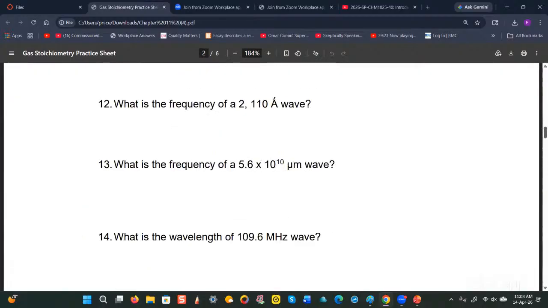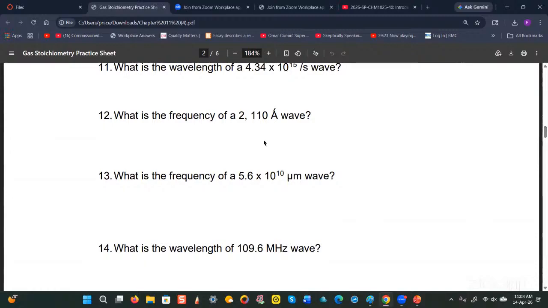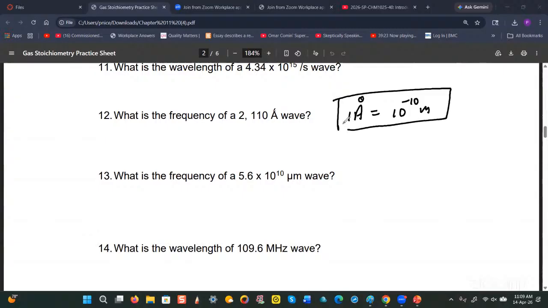In the case of number 12, there's this unit here. I don't think I mentioned it in the video, so let me talk about it now. It's called the Angstrom unit, where you have an A with a small o at the top. It's not a metric unit, but it's related to it. 1 angstrom would be equal to 10 to the minus 10 meters, all right? So you're going to need that information in order to solve that problem. But the rest of them you should be able to do, all right?